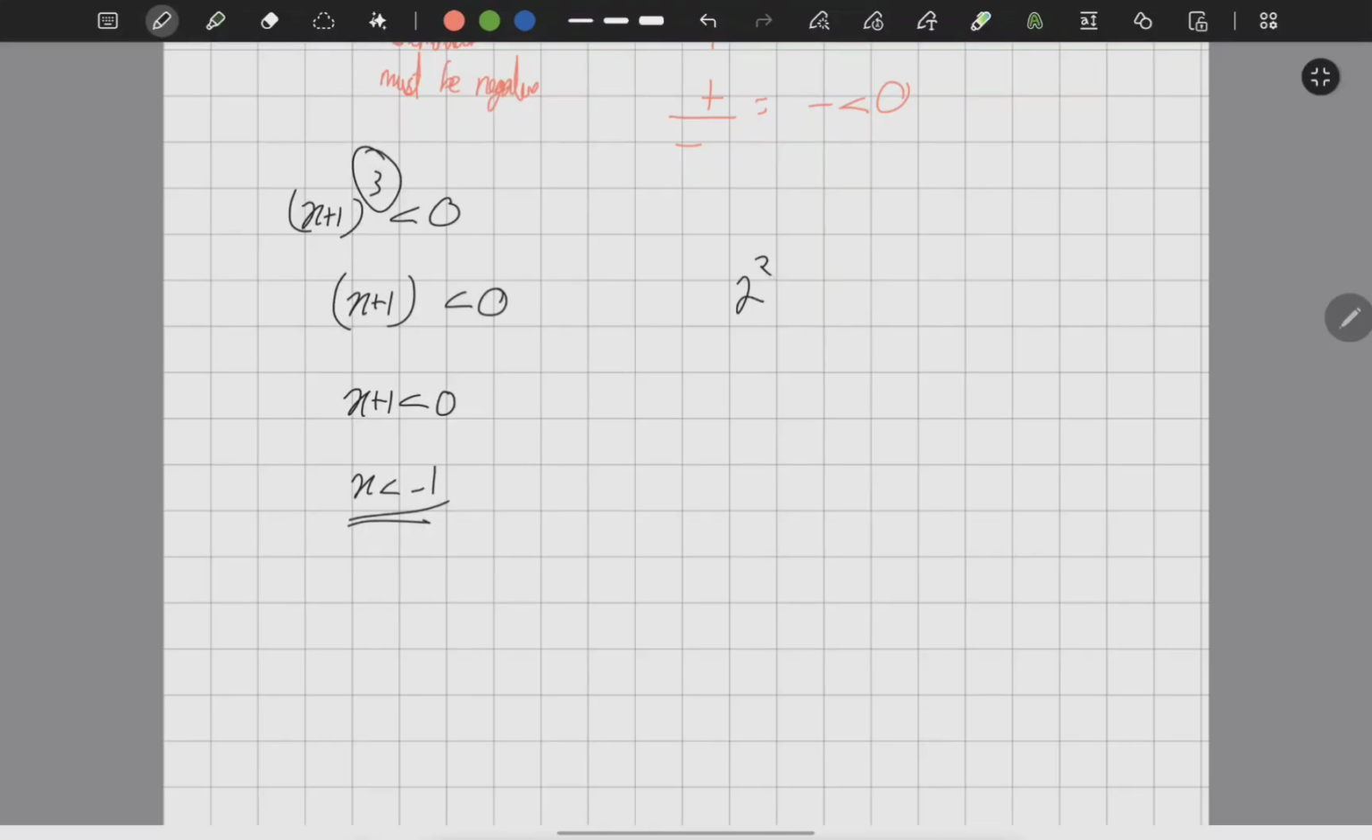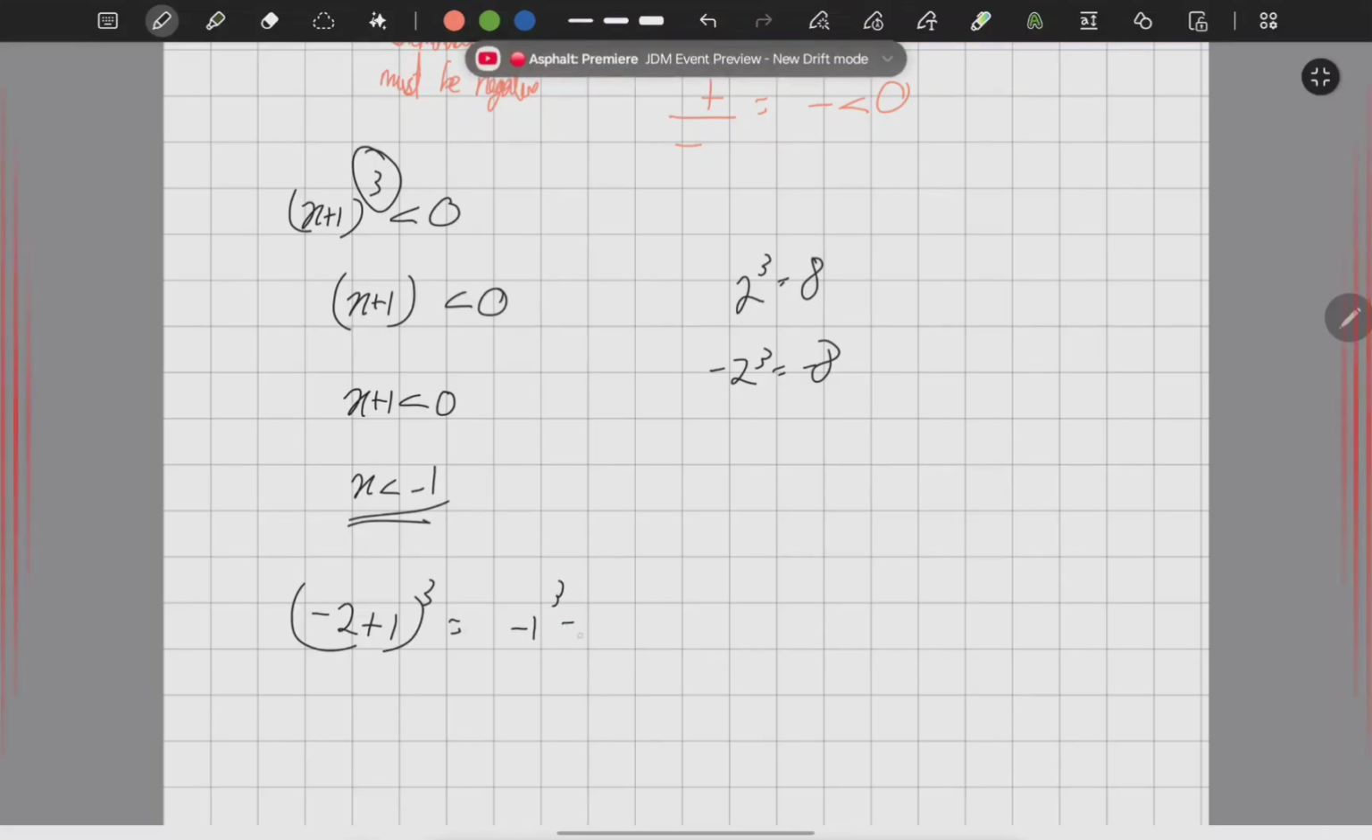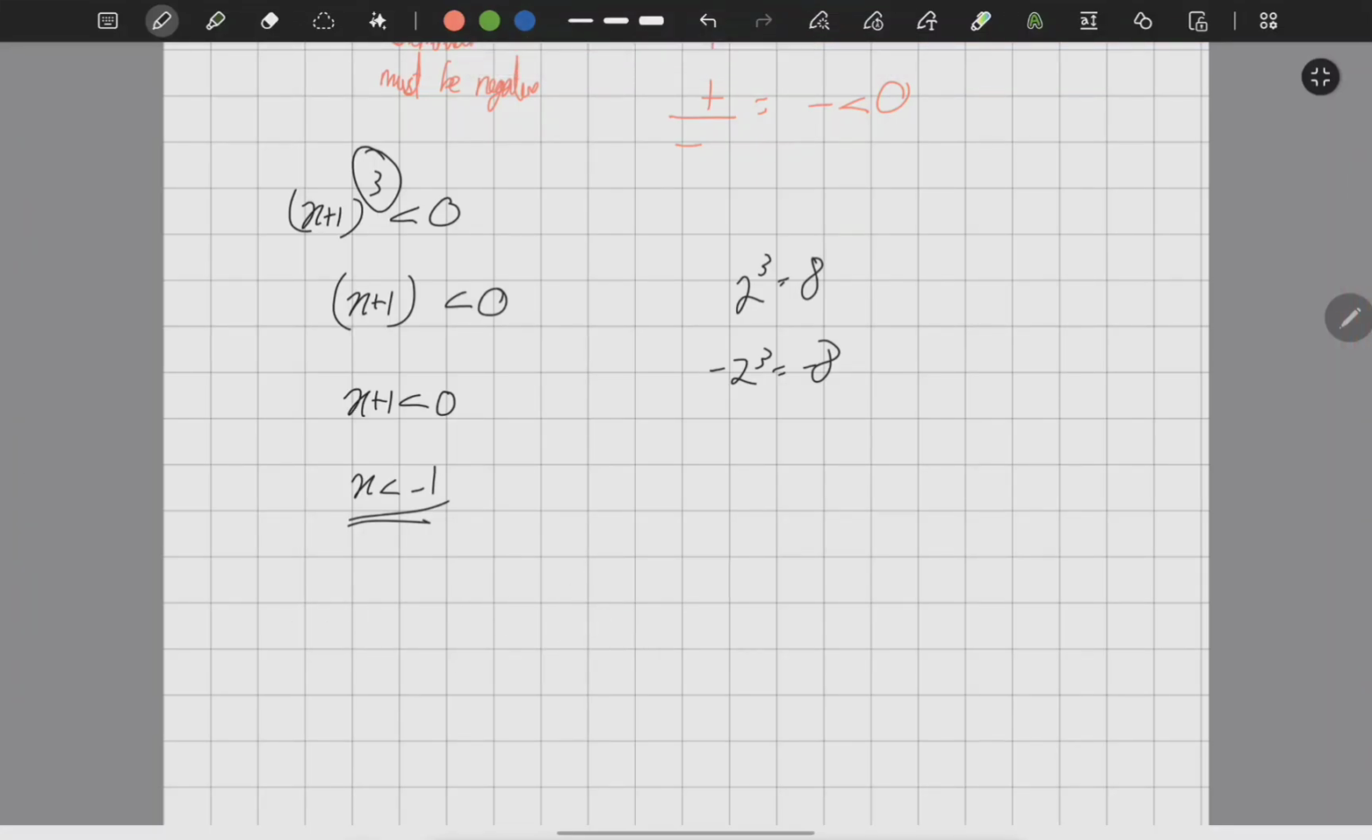So if I had 2 cubed, that will still be positive. But if I had minus 2 cubed, that will be minus 8. It will have the same sign. So if x is less than minus 1, let's say it's minus 2, we get minus 2 plus 1 cubed, which would be minus 1 cubed, which is just minus 1. Okay, so yeah, that is the answer.